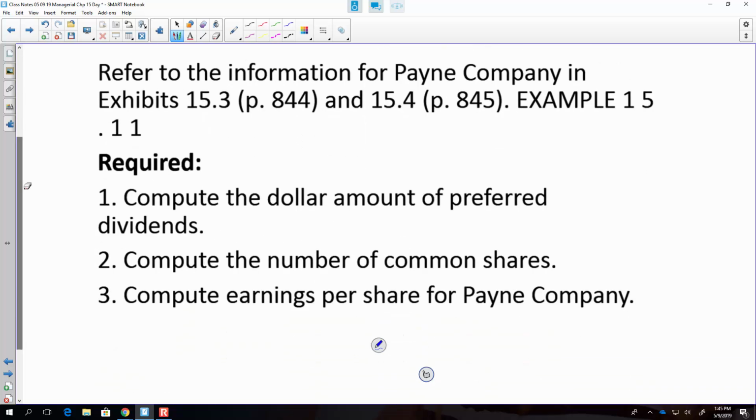They have the steps here. How much is the preferred dividends? We have to take that off of net income. Step 2, again, how many common shares are outstanding? And then finally, we can compute our earnings per share. So this is pretty much the standard process to come up with that ratio.